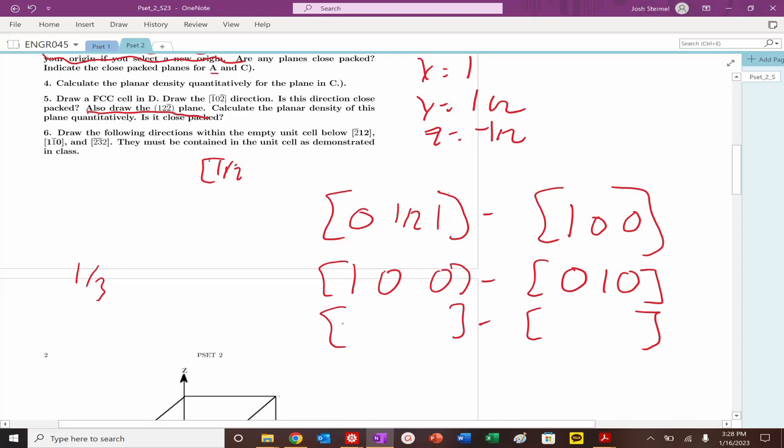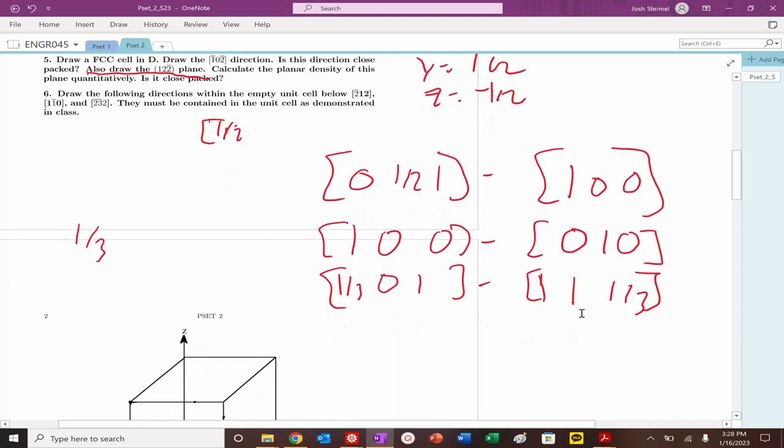I'll do 1/3 minus 1, and then I will do basically 0 minus 1, because that'll give me the 3, and I'll also do another. Here I'll do a 1 minus 1/3, and that should give me what we need.